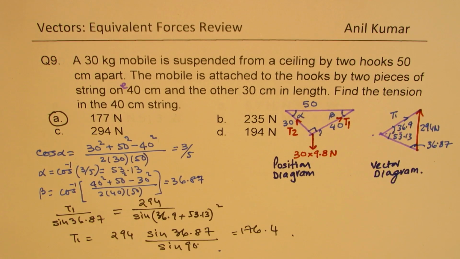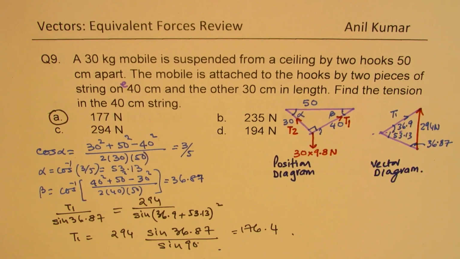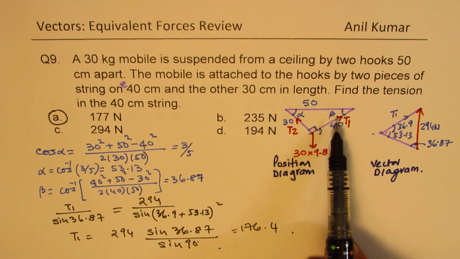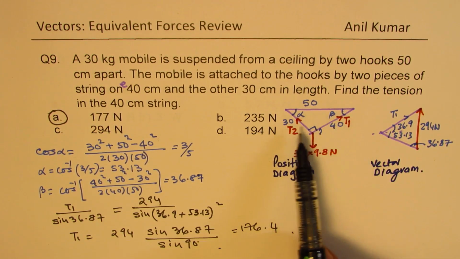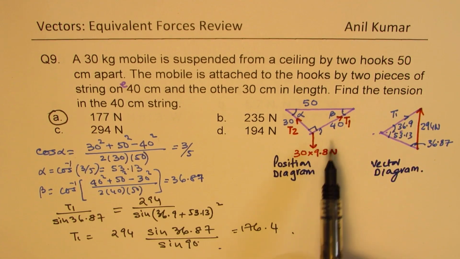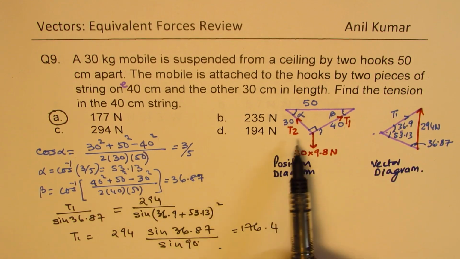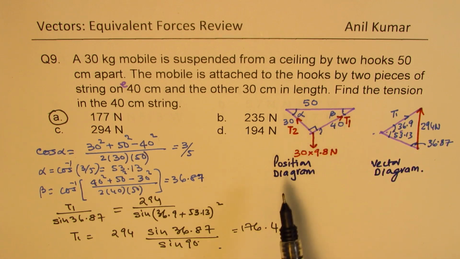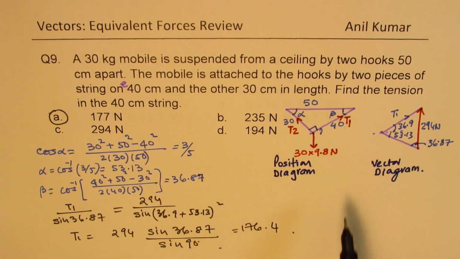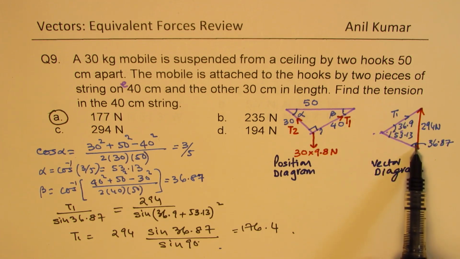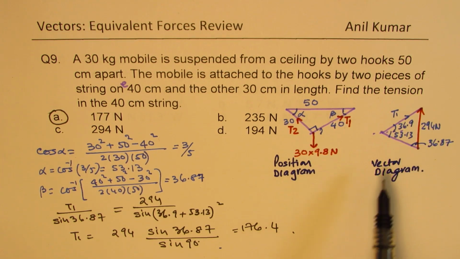I hope the steps are absolutely clear. I didn't notice that this is a right triangle, otherwise we would have had a different approach to find the solution, especially for the angles, correct? Anyway, follow the procedure, which is we need to find these angles using cosine law in general. Then you make your vector diagram as we did. Since we need to find T1, it was important to find that angle, which is 90 minus 53.13. Then we use the sine law to find T1.